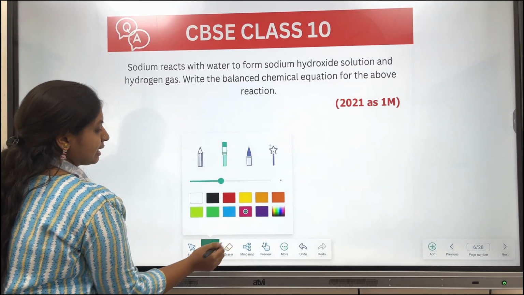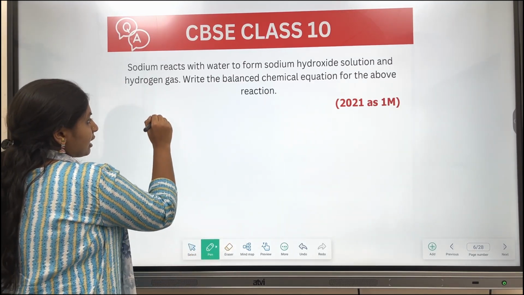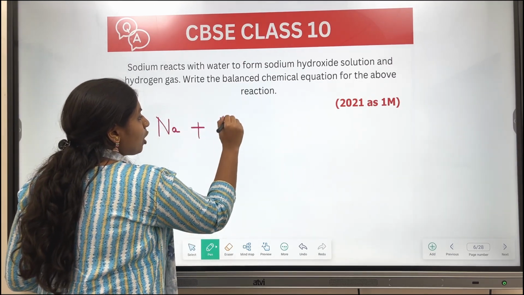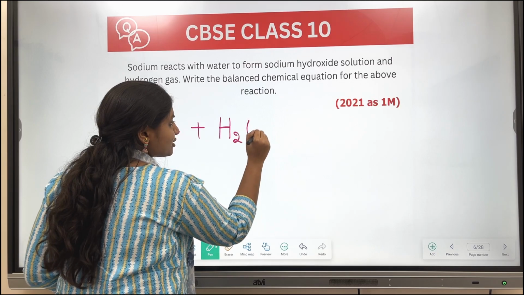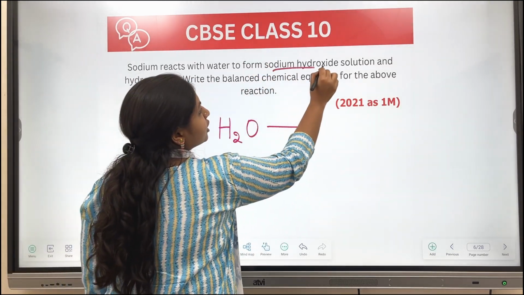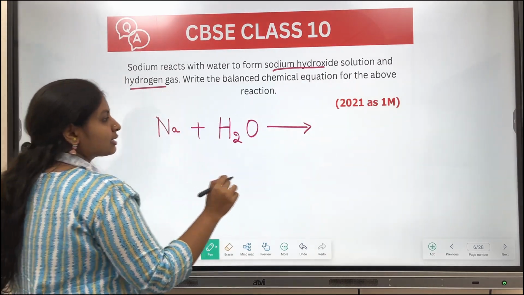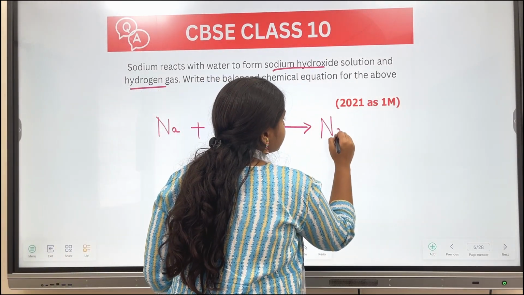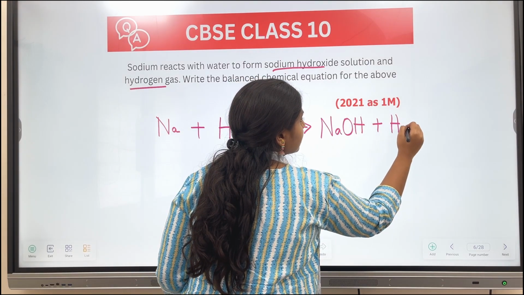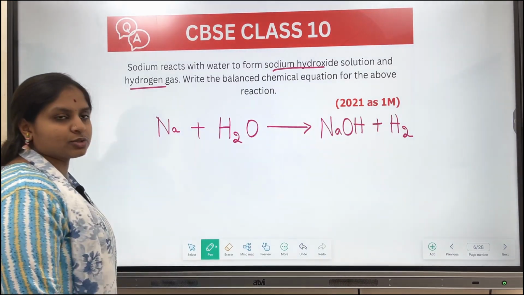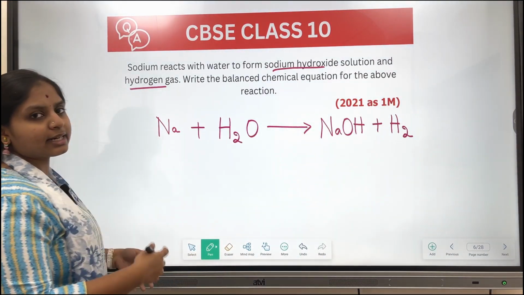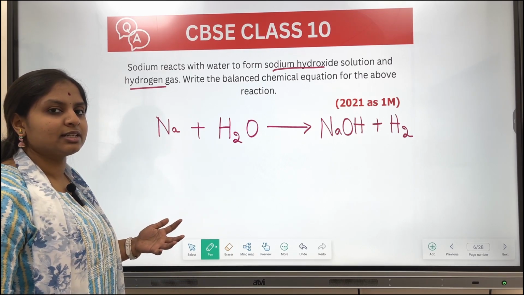Here, the question says that sodium, the symbol for sodium is Na, is reacting with water. Water is H2O. When they react, what are the products formed? They have told sodium hydroxide and hydrogen gas. So sodium hydroxide is NaOH plus hydrogen gas is H2. This is the reaction. First you write the reaction, then write the number like this, then we start balancing.